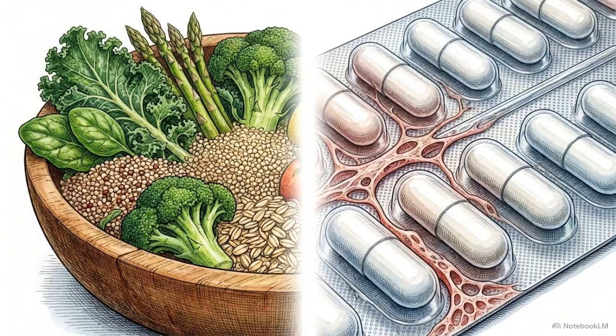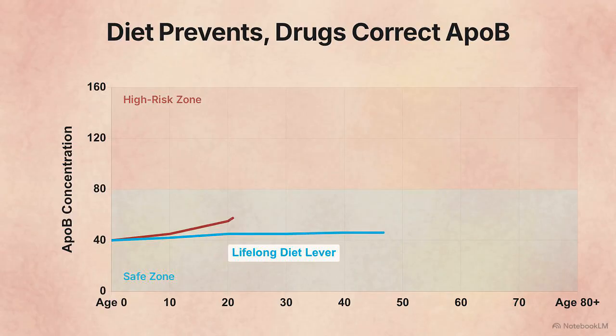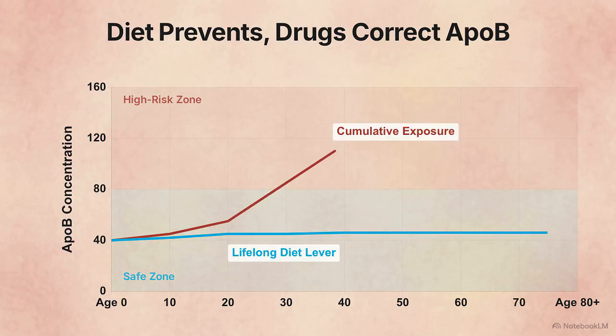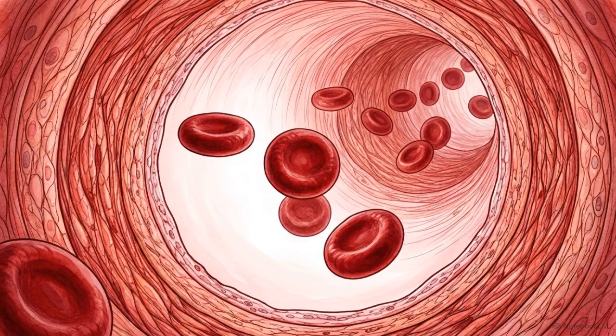Diet and modern medicine are often presented as competitors, but the data suggests they are complementary tools. Diet acts as the lifelong lever. It controls the accumulation of ApoB particles from childhood through the senior years. ApoB-lowering drugs act as a potent downstream lever. They provide a rapid correction once the disease is already established. While past structural scars remain, combining plant-forward nutrition with targeted medicine neutralizes the risk and protects your future.